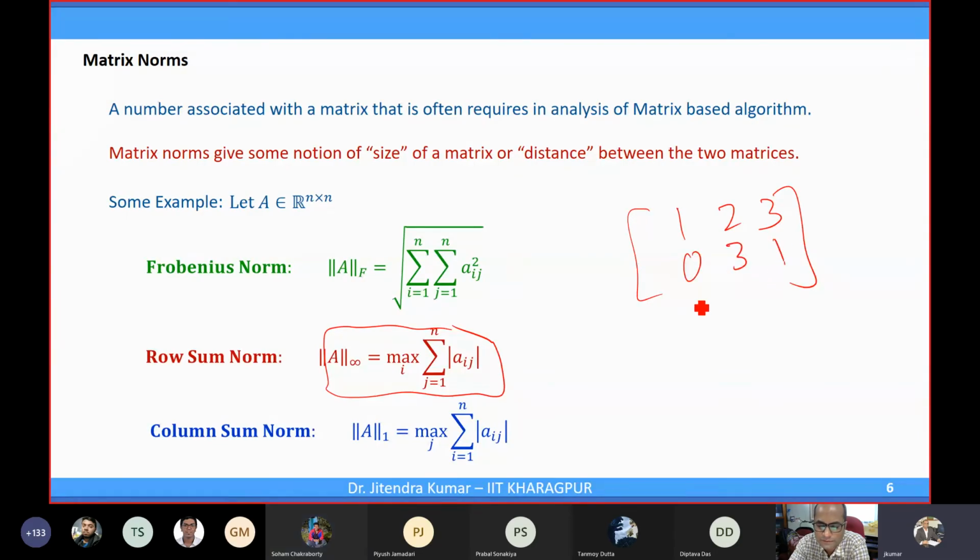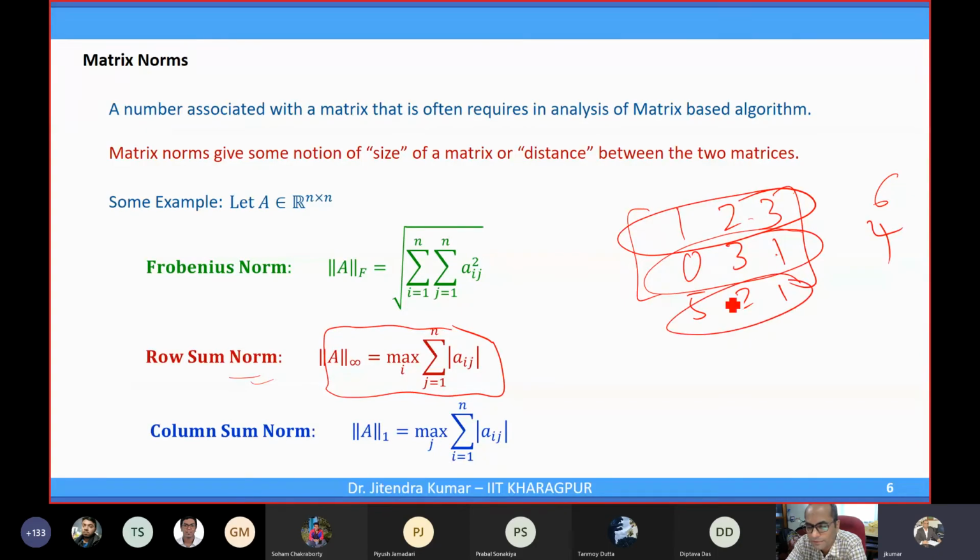So say you have a matrix with rows 3, 1, 4, then 5, 2, 1, whatever you have. You are doing a row sum. Row sum norm means you sum these: 3 plus 1 plus 4 is 8, and you sum this also: 5 plus 2 plus 1 is 8. Your norm is 8. Your A infinity norm is 8. Fine, got it.